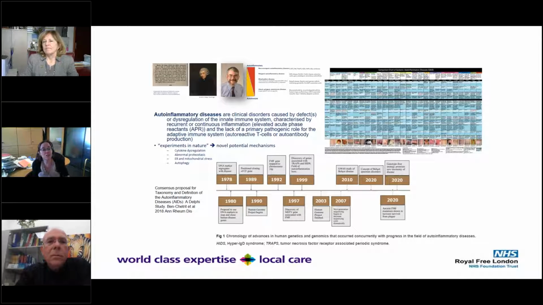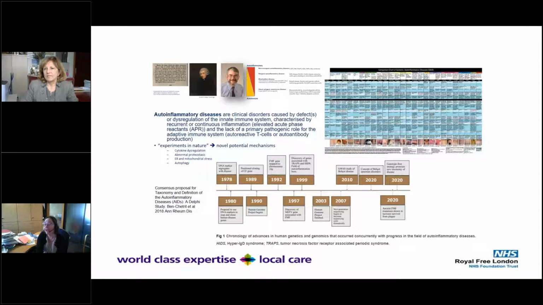Autoinflammatory diseases are ancient disorders of innate immunity, caused by dysregulation of the innate immune system. Although they're very old, they were really characterized by work in the late 20th and early 21st century. This was led by Dan Kastner at the NIH, who was responsible for the initial definition of autoinflammatory diseases, which has later been refined, but largely rests on the definition he produced in 1999, following the finding of TRAPS: autoinflammatory diseases are clinical disorders caused by defects or dysregulation of innate immunity, characterized by recurrent or continuous inflammation, with a lack of a primary pathogenic role for the adaptive immune system.